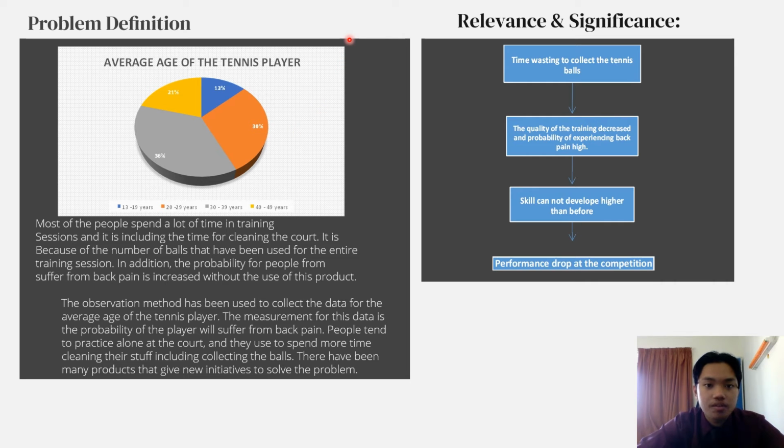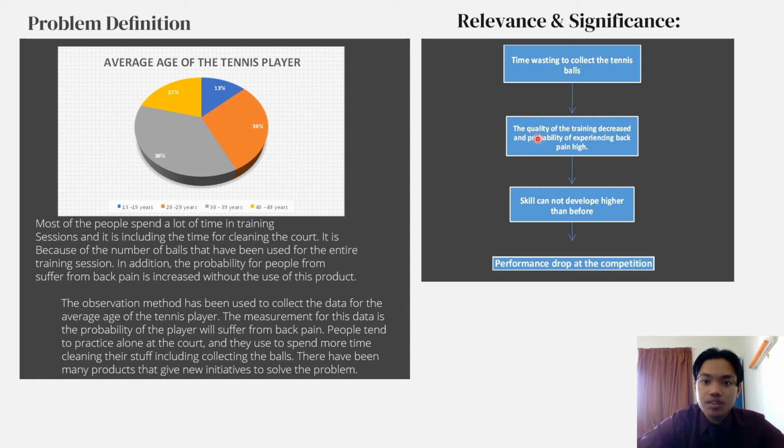So next is the problem definition. Most people spend a lot of time in training sessions, including the time for cleaning the court. It is because of the number of balls that have been used during their entire training session. In addition, the probability of people suffering from back pain is increased without the use of this product. The observation method has been used to collect the data for the average age of the tennis players. The measurement for this data is the probability that the player will suffer from back pain. People tend to practice alone at the court, and they spend more time cleaning their stuff, including collecting the balls. There have been many products that give new alternatives to solve the problem.